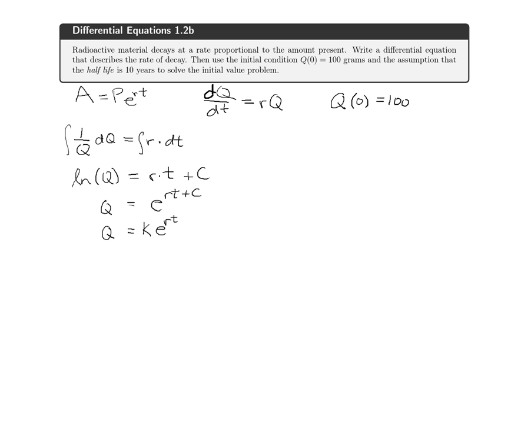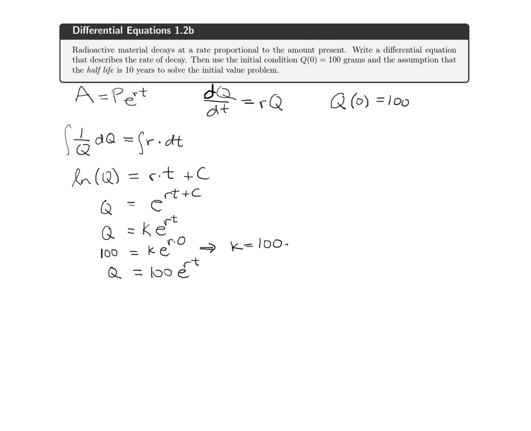It's not an initial value problem without that initial condition. All right, so when t equals 0, q equals 100. So we'll plug it in. 100 equals k times e to the r times 0. Oh, so that just implies that k equals 100, because e to the 0 is just 1. So our new and improved equation is q equals 100 e to the rt. If we can figure out what r is, we have our model.